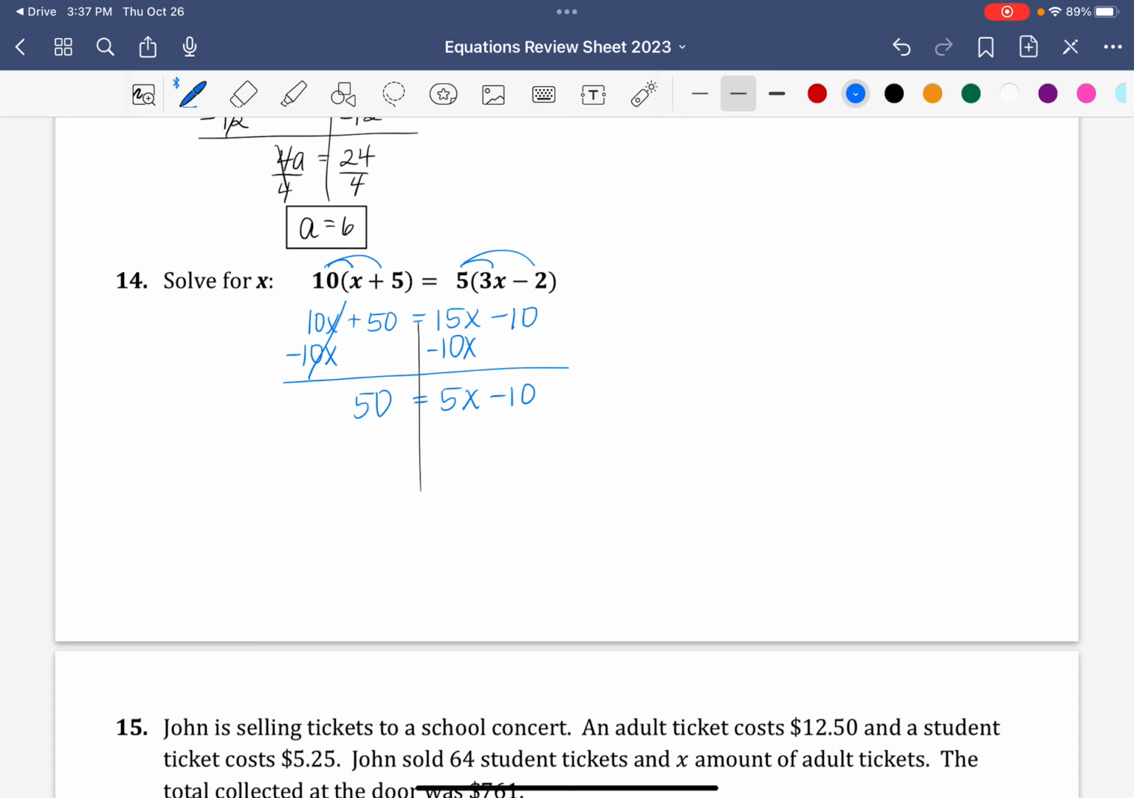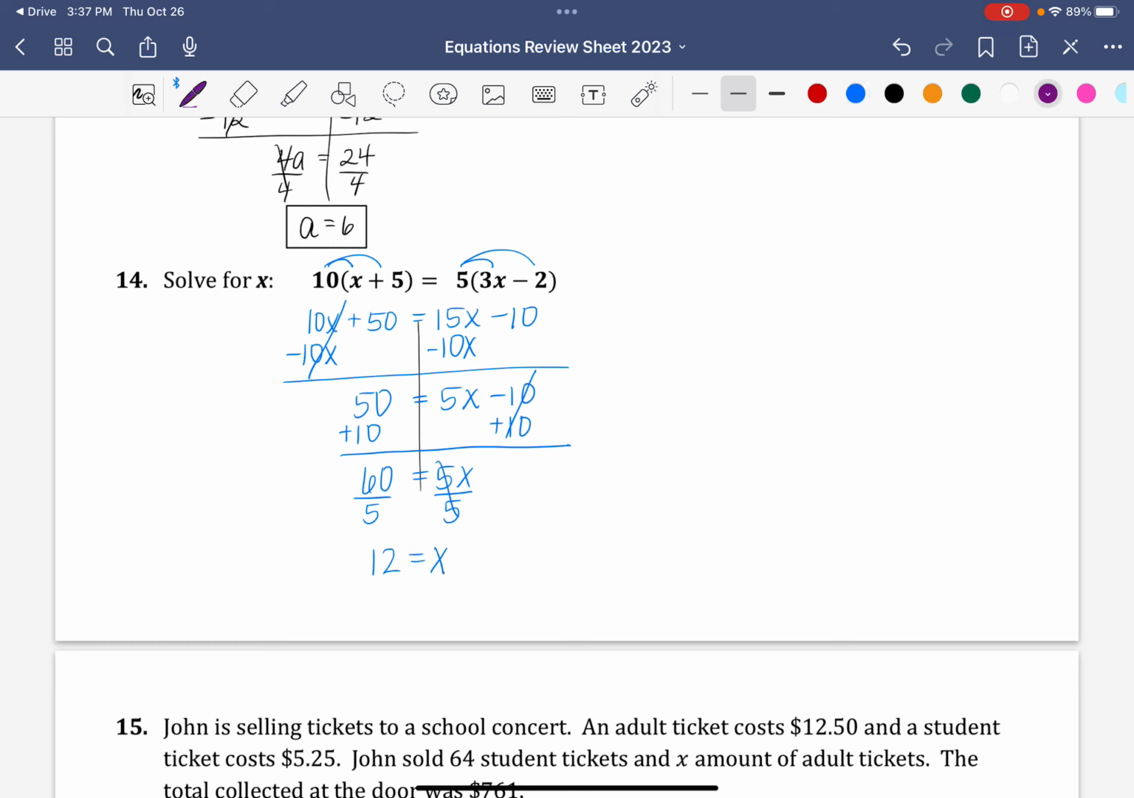Now, once I decided to move my x's to the right, it means the constants have to go to the left. So that minus 10 needs to get out of there. So I'm going to say plus 10 and plus 10. 50 plus 10 is 60. So 60 is equal to 5x. I'm going to divide both sides by 5 since that's the number in front of the x. And 60 divided by 5 is 12.